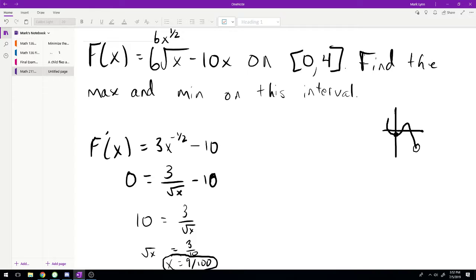Now sometimes when we're doing this, we're going to get a value that's not even within this interval. And if that's the case, we can just ignore that value because we don't care about anything else besides what's on this interval.